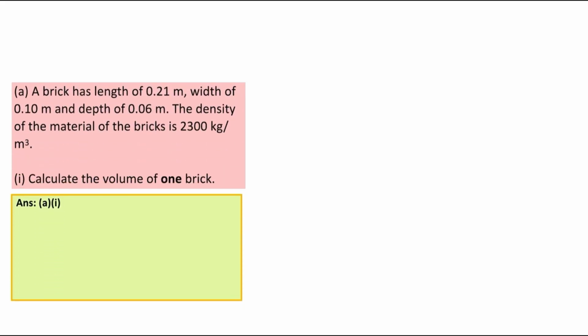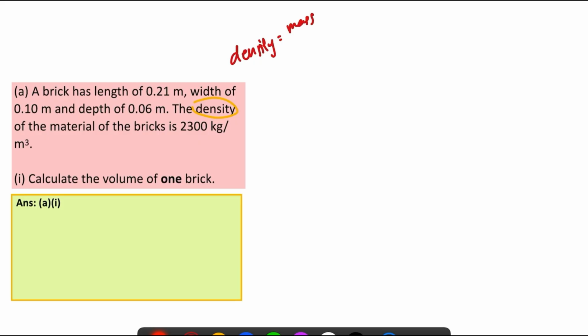Let's move on to the next question. A brick has length of 0.21 meters, width 0.10 meter, and a depth of 0.06 meter. Density of the material is given. Density has a formula: density equals to mass over volume. So we may or may not need it later. Let's see the question later.